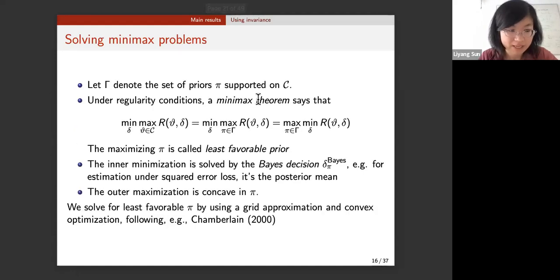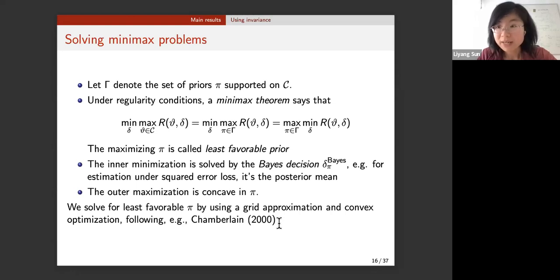And if we take gamma to be the set of priors that are supported on the parameter space that we care about, then the Bayes risk would provide a lower bound for the minimax risk. And if we can appeal to some minimax theorem, this lower bound becomes sharp and we can interchange the min with the max. So that turns the minimax problem into solving for the least favorable prior. Since we focus on squared error loss, the inner minimization is fairly easy. The optimal estimator is just the posterior mean. And the outer maximization is now concave in the prior coming from a convex set. So once we discretize the support of the prior into a fine grid, we can solve this problem by a convex optimization routine. And this is exactly done in the 2000 paper by Chamberlain.